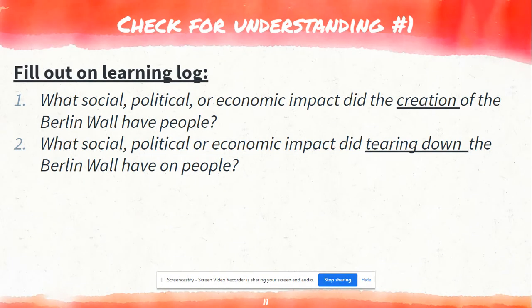Okay, so you're going to do your check for understanding next. And it's the same thing that we've been doing all week. So you're answering two questions. One, what social, political, or economic impact did the creation of the Berlin Wall have on people? Sorry, there's a typo there. And then for question two, what social, political, or economic impact did tearing down the Berlin Wall have on people? Okay, so you're going to answer both questions.